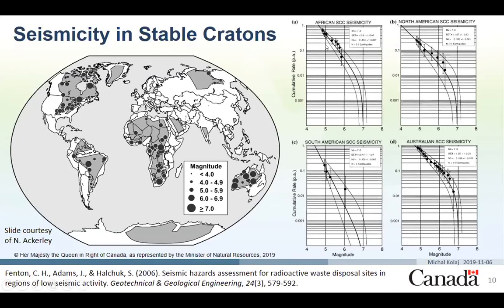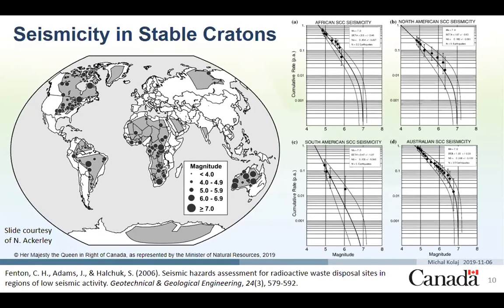So for example, if we look at the African stable craton, we would say we have a magnitude 6 earthquake on the ballpark of every, so that's 100 years, that's every 10 years. And then so you could go, so that's 50 years, so 30 years, something like that.